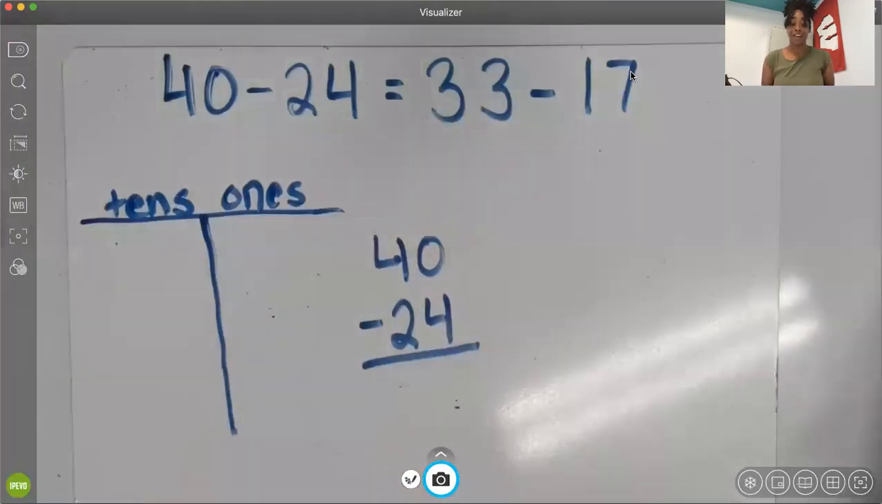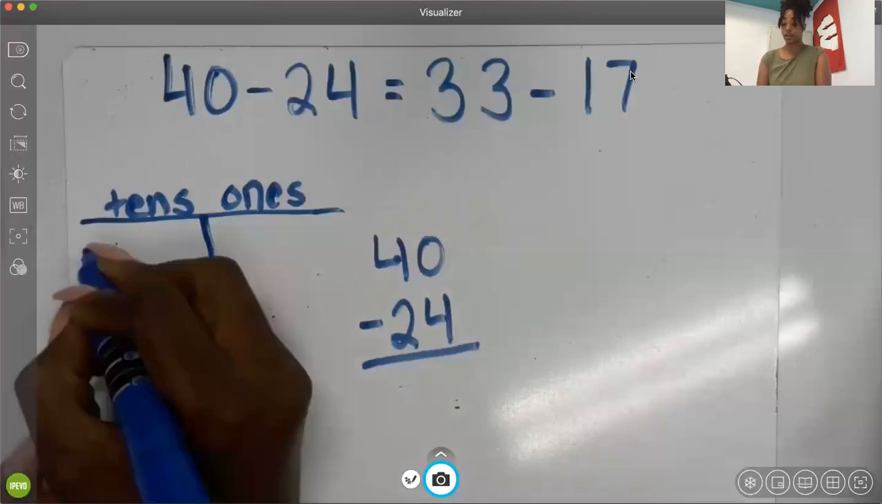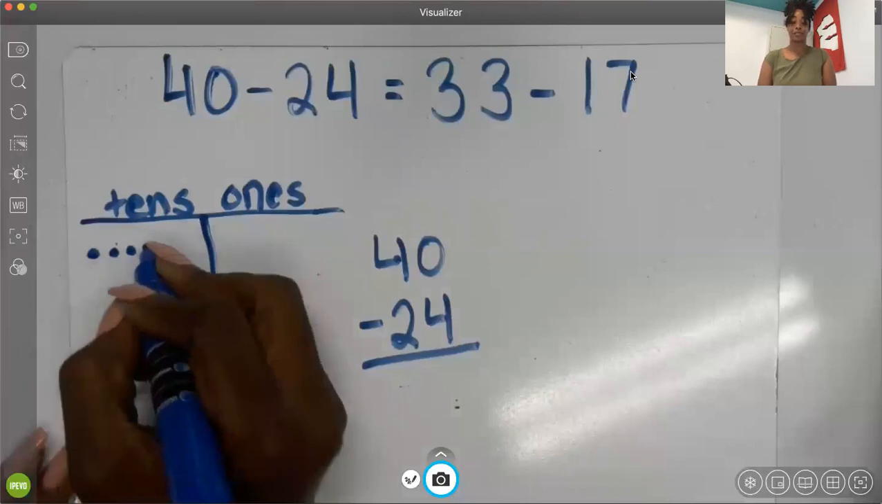Which one of these values is our whole value? 40 is our whole value here. So let's place our whole value onto our place value chart so that we can subtract. How many tens and ones are in 40? There are 4 tens and 0 ones.